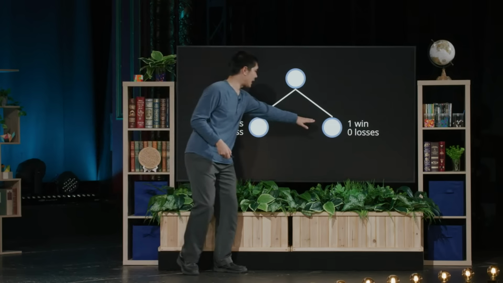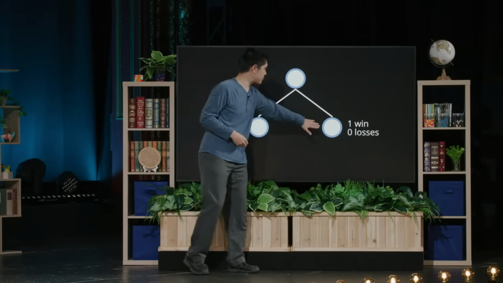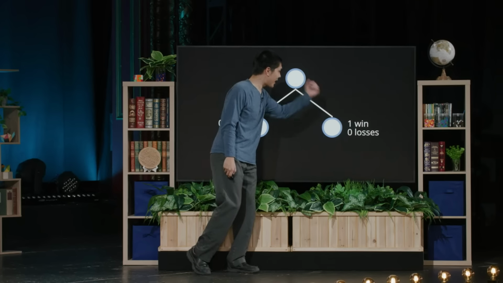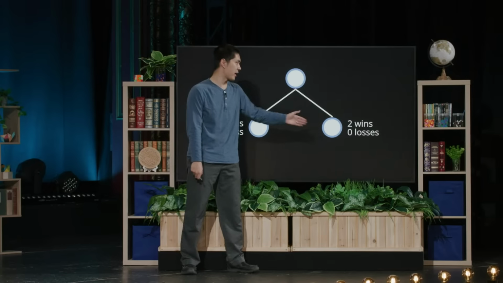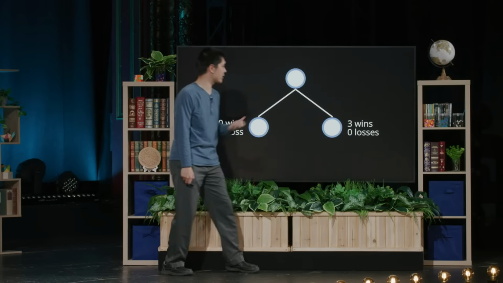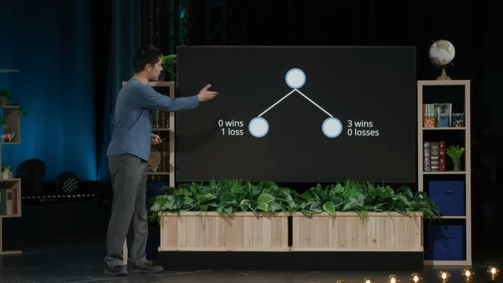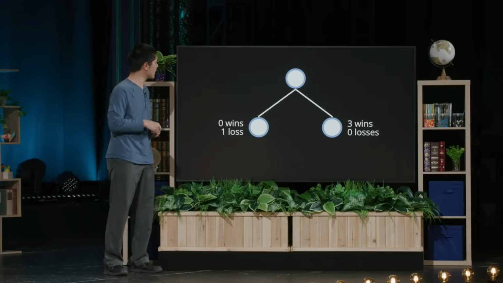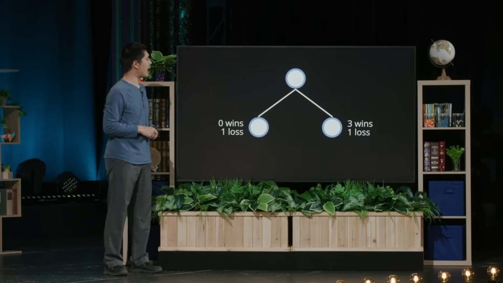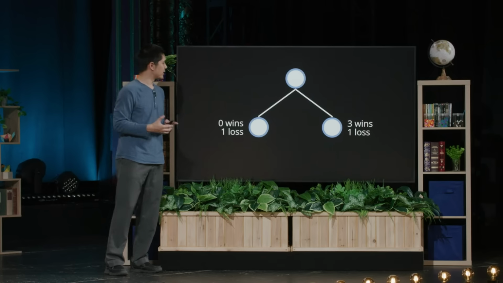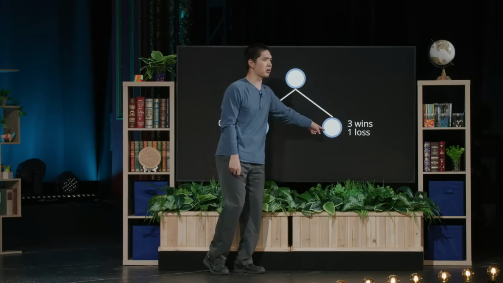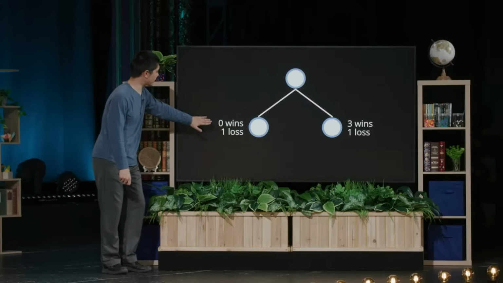Maybe I'll try playing out the right again, try another random way the game could go from here and see what happens. And maybe that results in another win. Now I've won twice on this side. Maybe I'll try it again and win 3 times on that side. And I keep saying, all right, this seems to look pretty good. Maybe I should keep trying it. So maybe I try it a 4th time, and this time I lose. And I say, OK, 3 wins and 1 loss over here, as opposed to 0 wins and 1 loss over here.